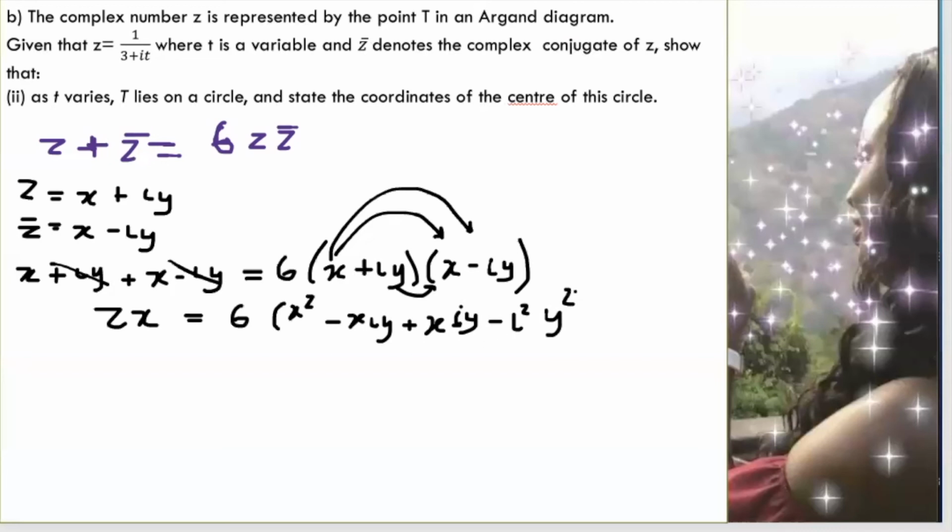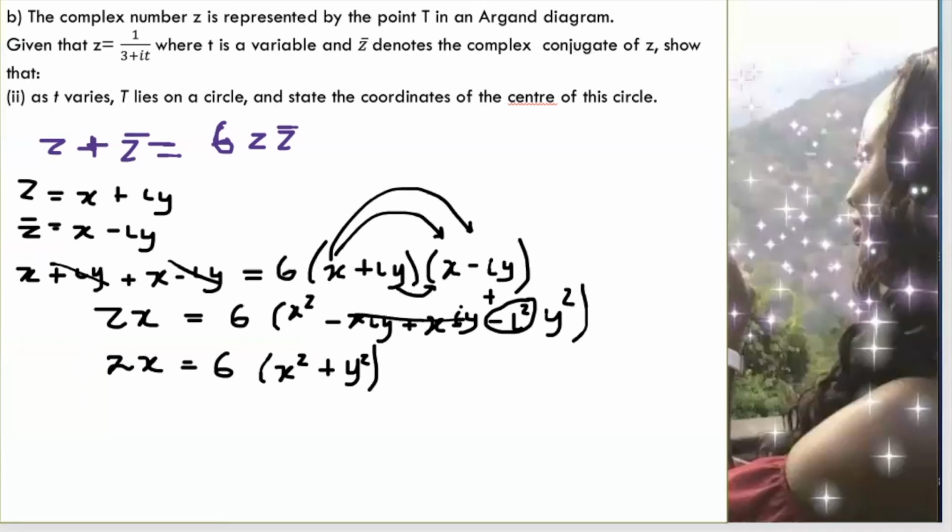So the center will cancel. So I can just look at it and see that minus xiy cancels with the positive xiy. i squared is negative 1, so that will change to positive. So what I'm left with is just x squared plus y squared. Now, expanding these brackets, I will have 6x squared plus 6y squared.